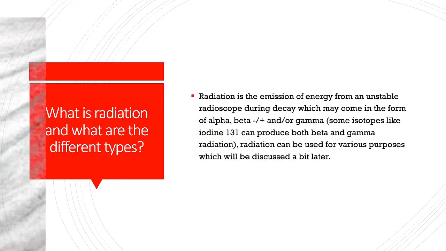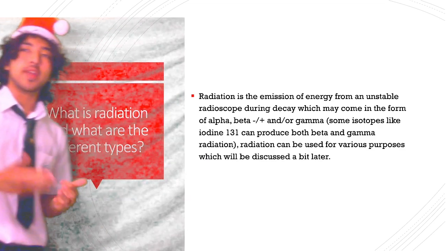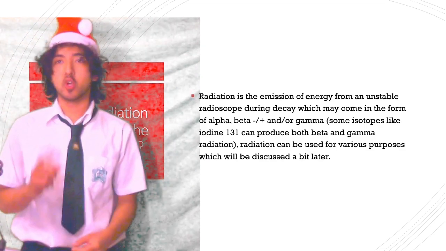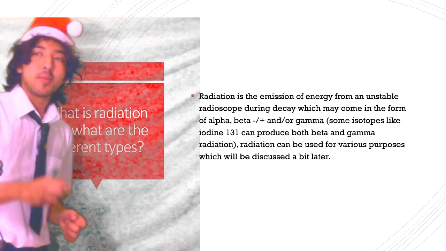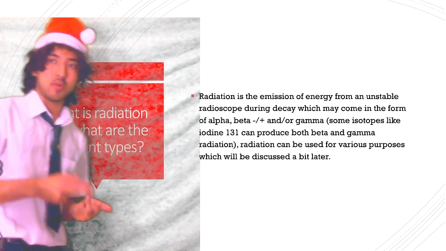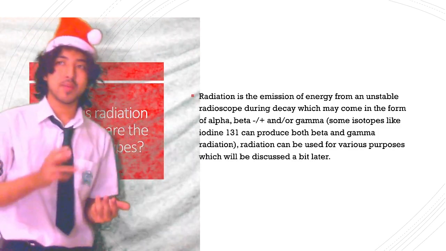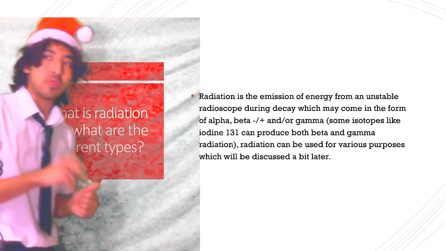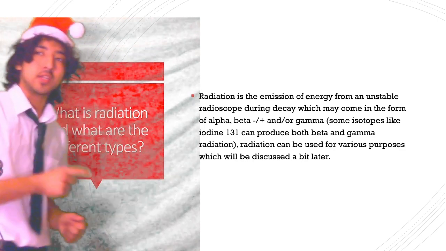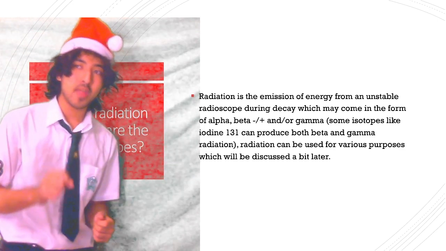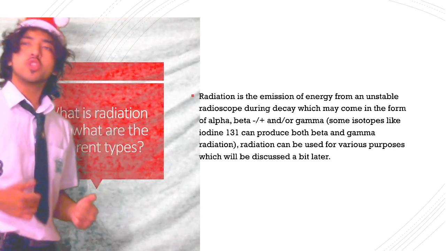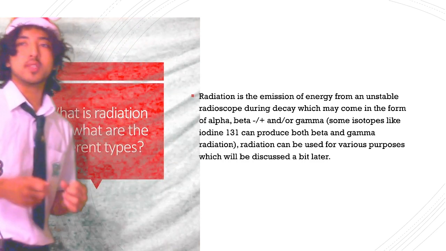What is radiation? Well, radiation is the emission of energy from an unstable isotope during decay, which may come in the form of alpha, beta minus or positive, and or gamma. My phrasing of the term and or is because some isotopes like iodine 131 can produce both gamma and beta radiation. Radiation can be used for various purposes, which will be discussed a bit later.